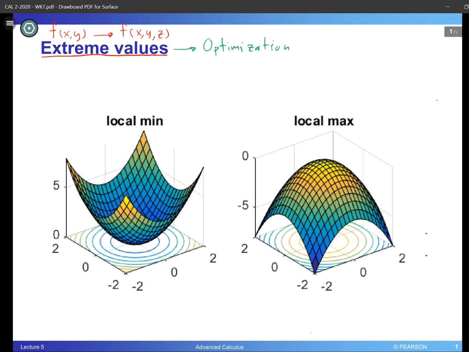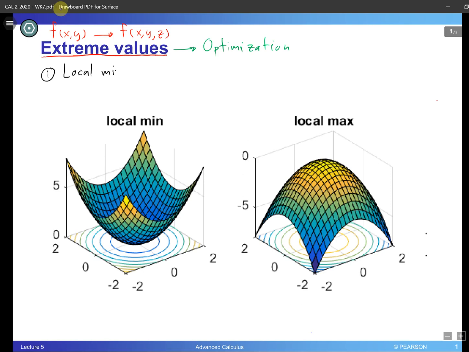So, what kind of extreme values are we talking about here? It turns out that we have two types of extreme values, and let's take a look at the first type on the left-hand side right here. Number one, the first type is going to be local minimum.